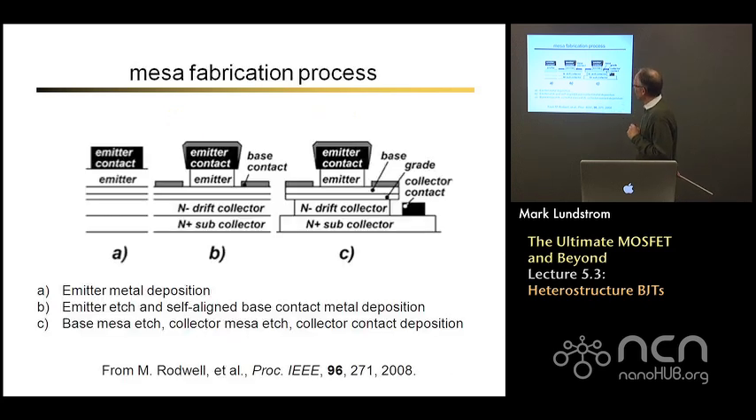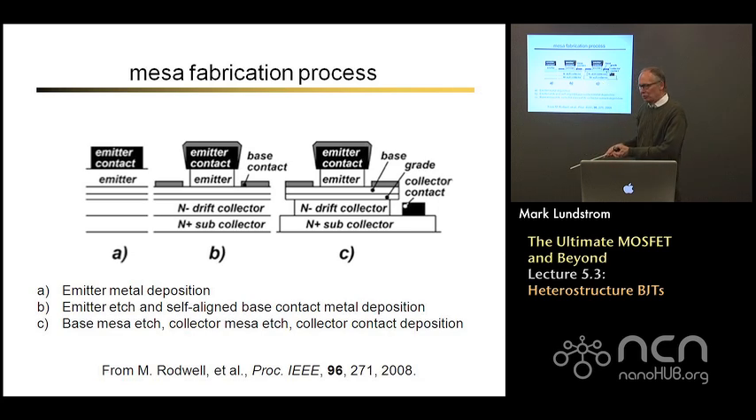The fabrication processes are getting more sophisticated, but the basic process that was first used goes something like this. You grow this epitaxial layer, deposit your emitter contact and define it, then etch through the emitter to isolate the emitter.